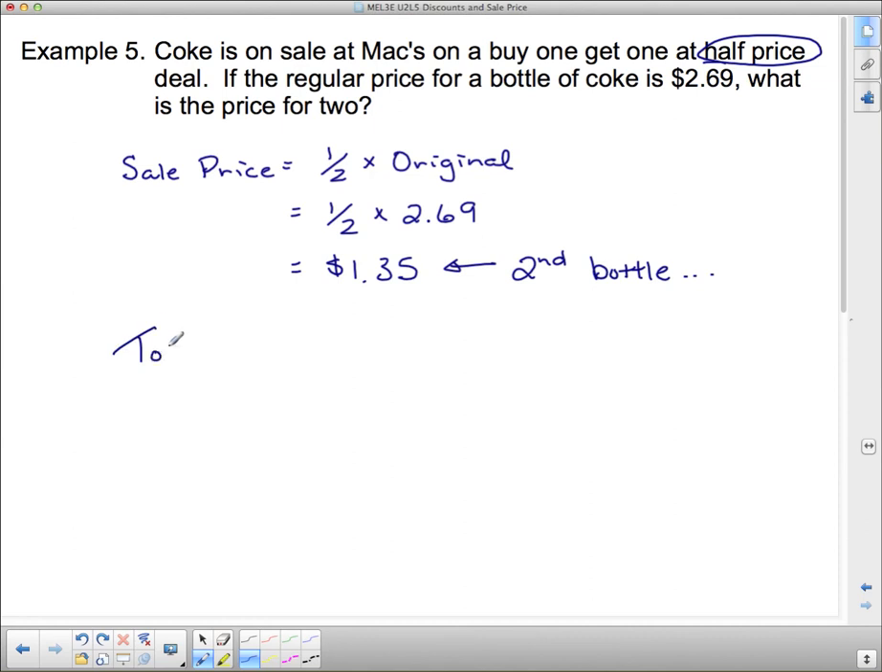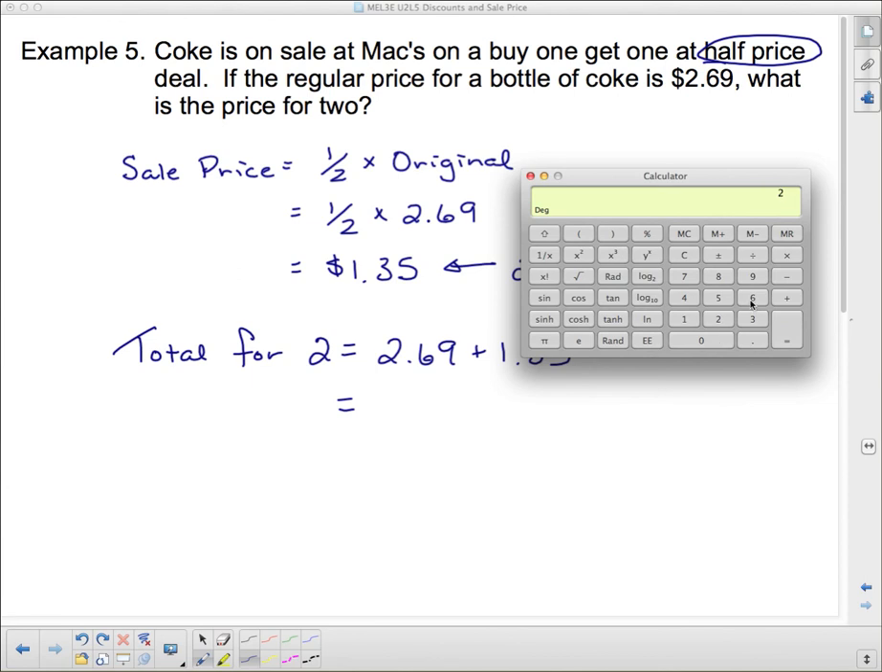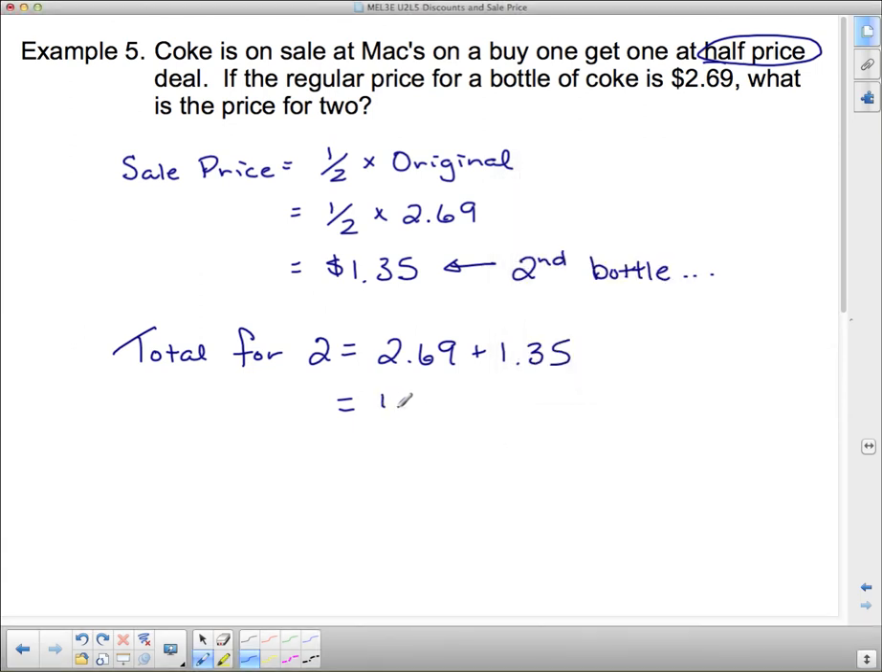So our total price for 2 is $2.69 plus $1.35. So 269 plus, oh, I missed the decimal there. 269 plus $1.35 equals 4.04. And then, of course, there would be taxes on top of that, but we're not worrying about that for this lesson. So this lesson is finished.